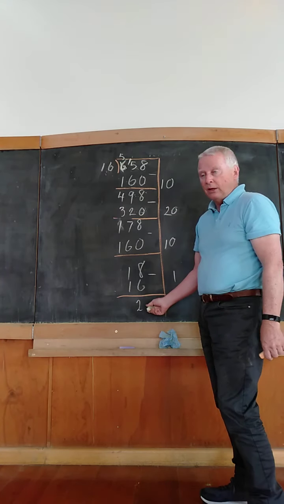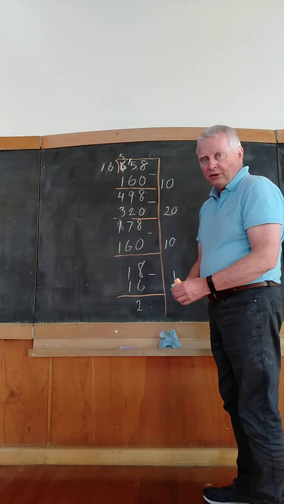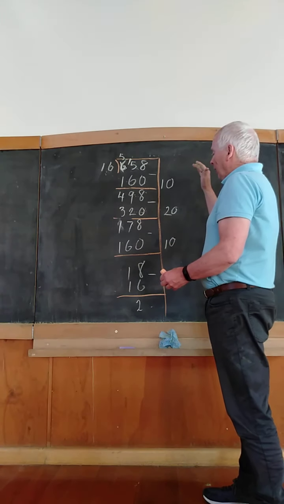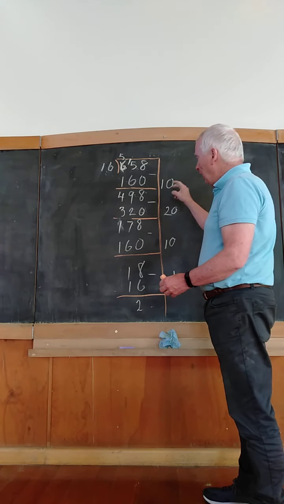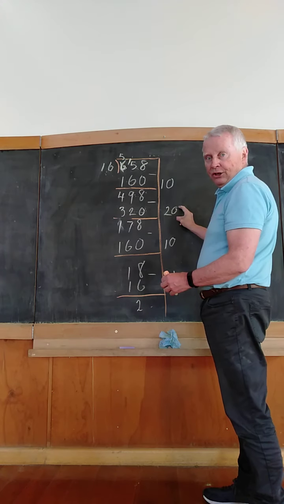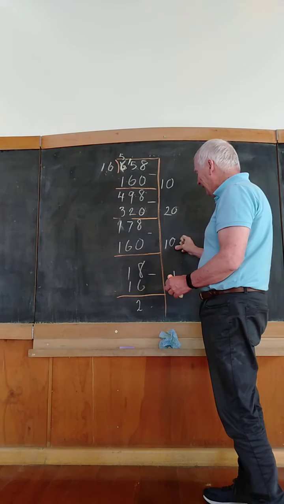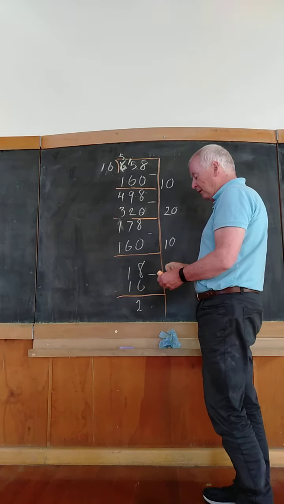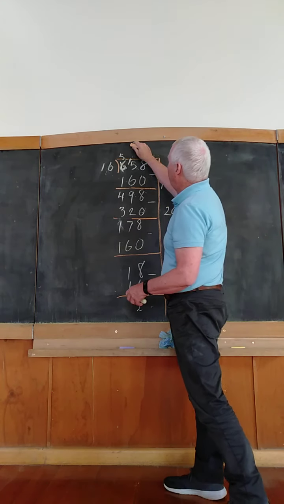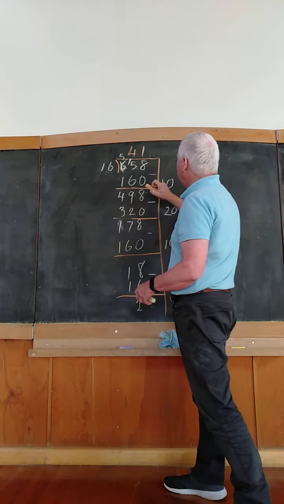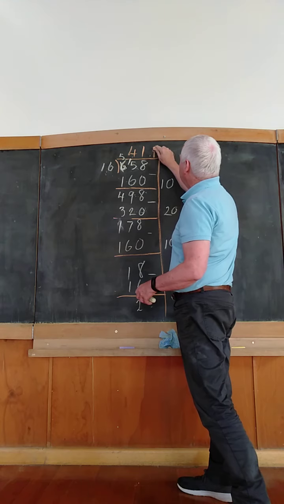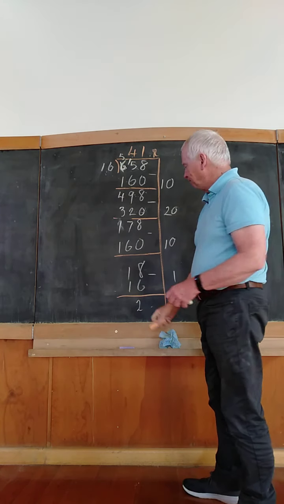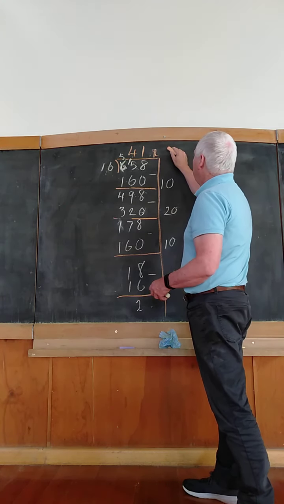Now this number becomes the remainder. So to get the answer, we add up all the numbers down the side. So 10 and 20 is 30, 30 and 10 is 40, plus 1 is 41. So I'm going to write 41, and then R for remainder, remainder 2.